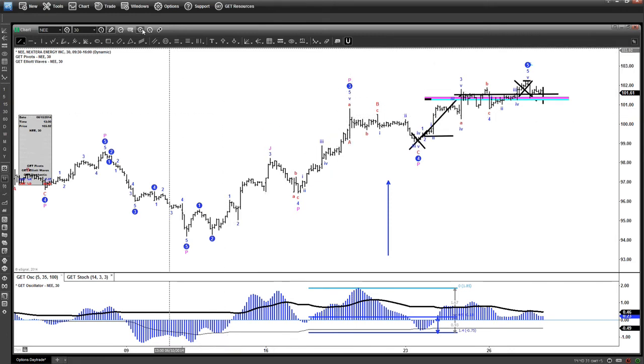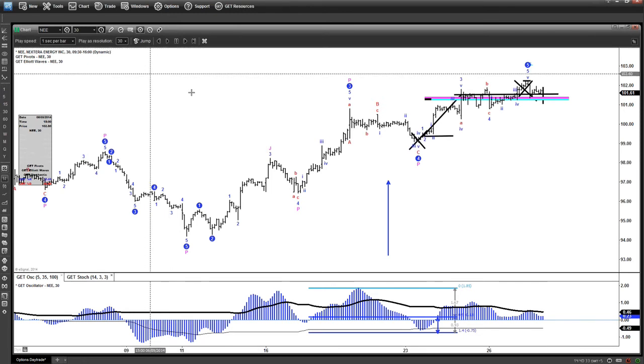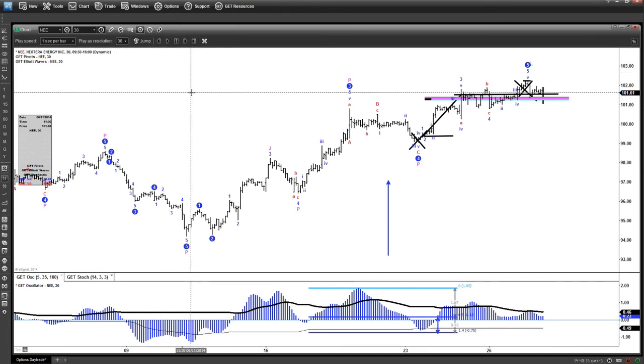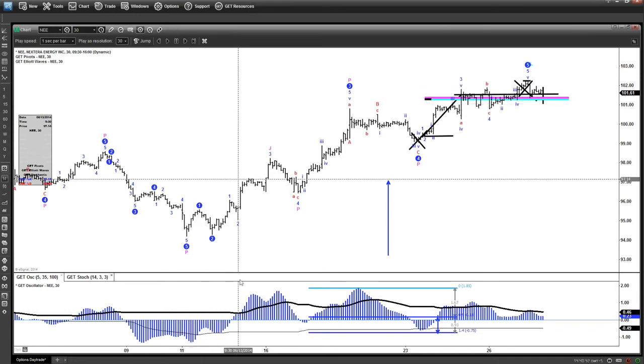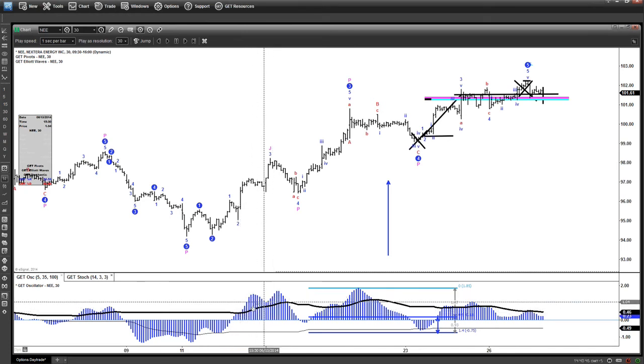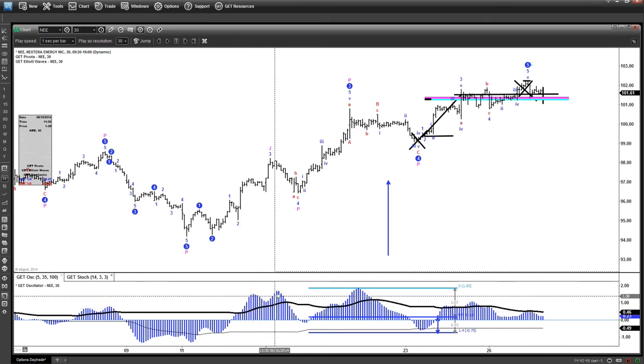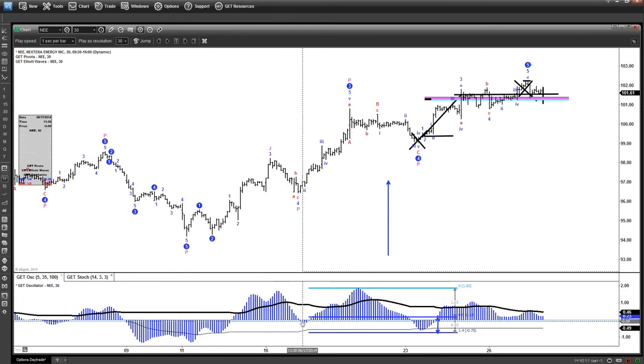Okay, if I go back in replay mode, now I want you to also understand the key sequence of advanced get for these wave 4s is that oscillator pulling back to 0. Take a look right here. This was the June 13th to about the June 16th move. We have oscillator strength, and then the oscillator is coming back down to 0 right here mid-morning on June 17th.